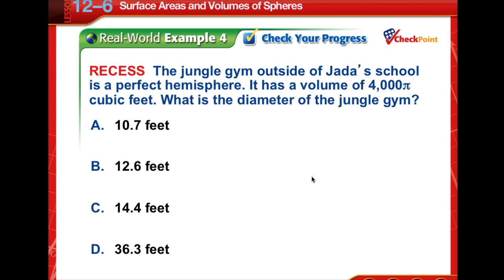All right, check your progress. So pause the video, work the problem, then come back and check your answer. We're given that the volume is 4,000 pi, so we're going to set that equal to, since it's a hemisphere, 1/2 of 4/3 pi r cubed. Divide both sides by pi, multiply both sides by 2, then multiply both sides by 3/4. I end up with r cubed is equal to 6,000. 6,000 to the power of 1/3 is 18.17. Times 2 gives us 36.3. Okay, you're ready to begin working on the assignment.